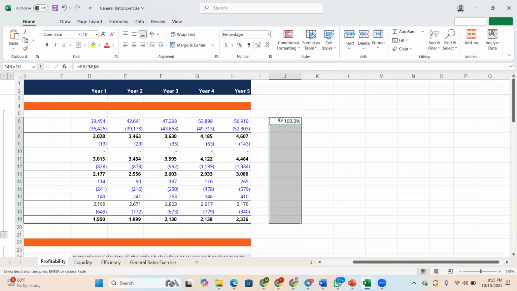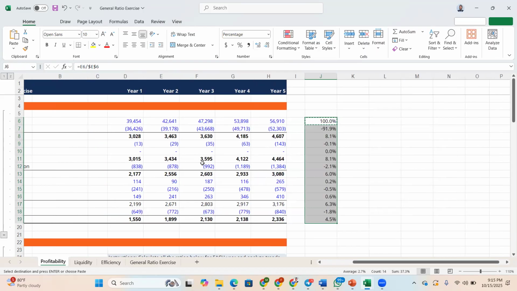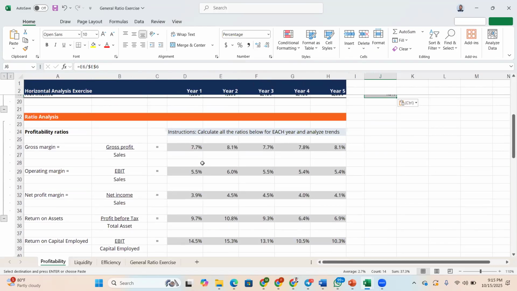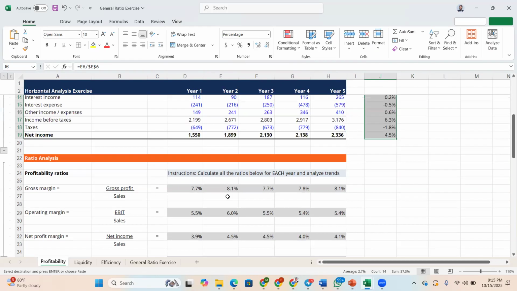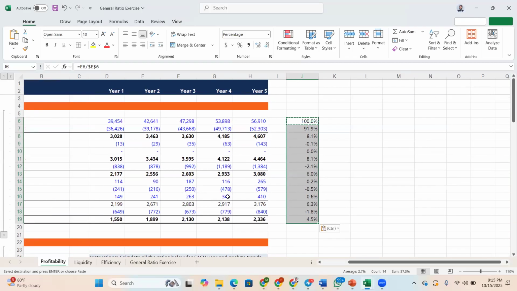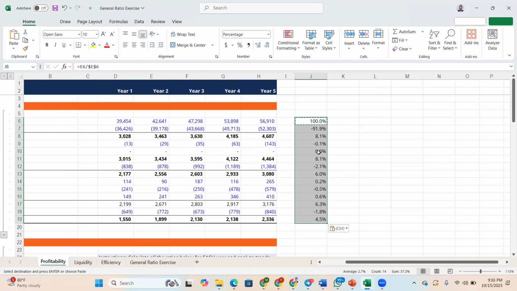At least just to answer your concern, sir. So this is 4.5. The net profit margin here is 4.5. In year two, we have the highest net profit margin, so we're going to use this as a benchmark. We're not looking at the figure. For our company, our profit margin should not be lower than 4.5% because we achieved that in year two.